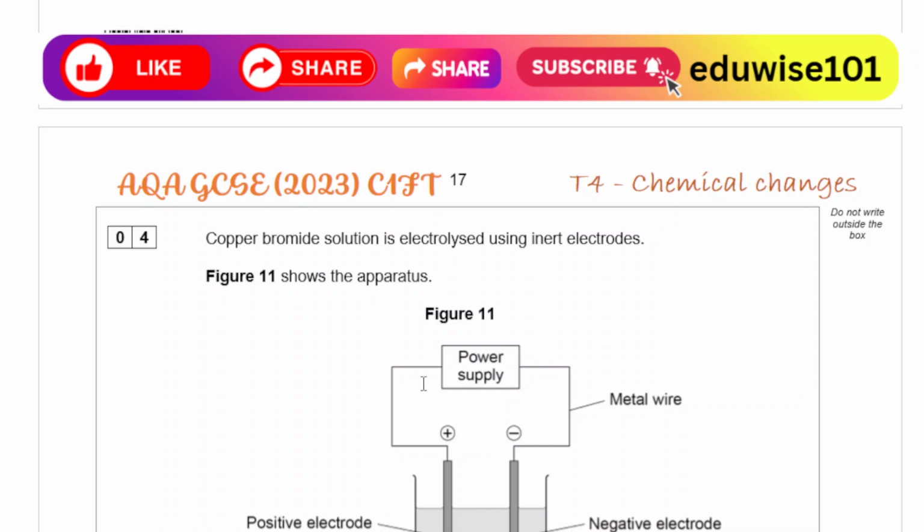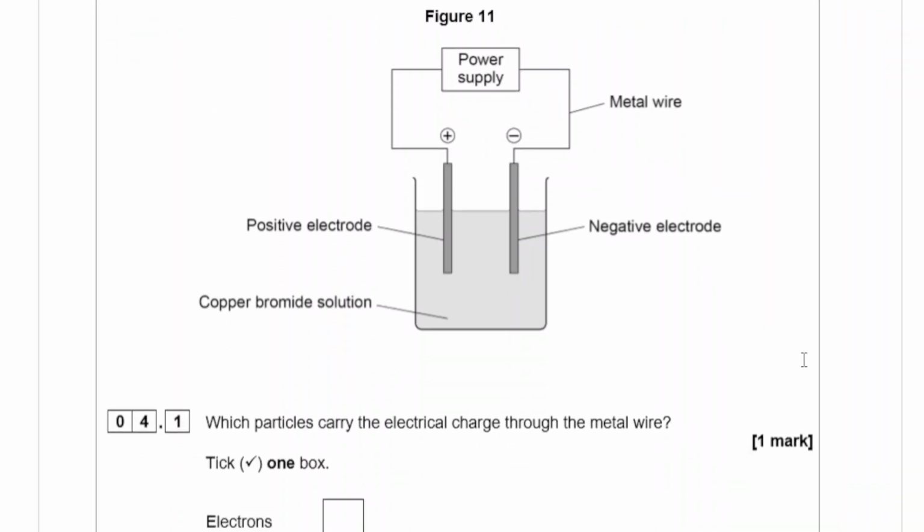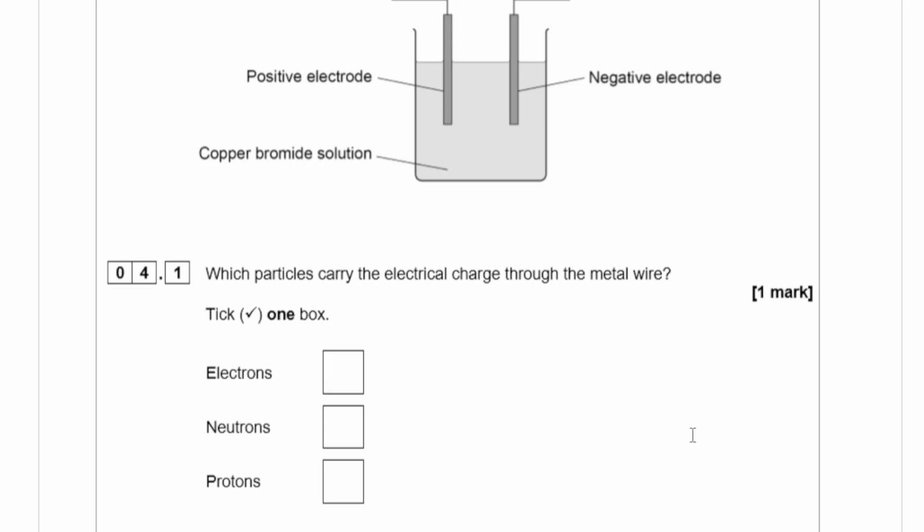Copper bromide solution is electrolyzed using inert electrodes. Figure 11 shows the apparatus. So you have a beaker with the positive and negative electrodes in the copper bromide solution, and a metal wire connecting the electrodes to the power supply. Which particle carries the electrical charge through the metal wire? Through the metal wire, it will be electrons. That's the only thing that can flow through metal wires.